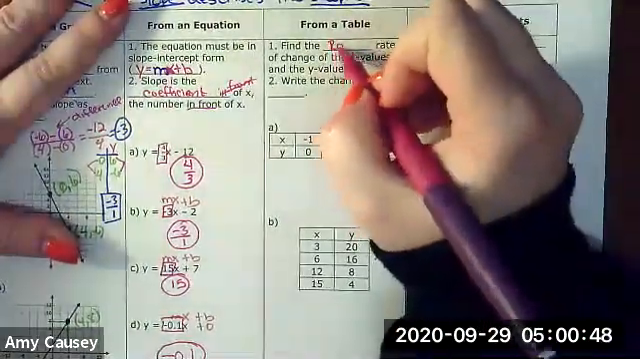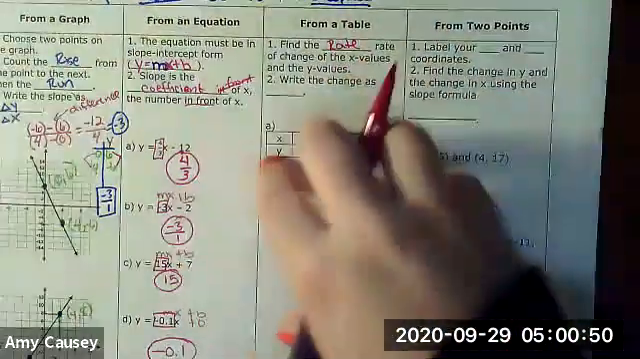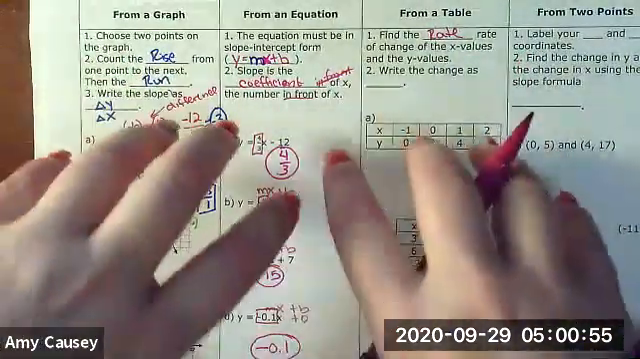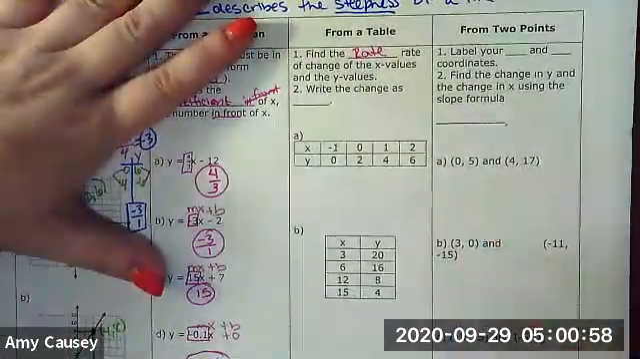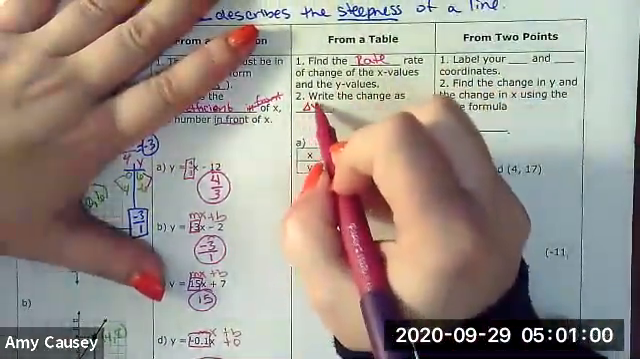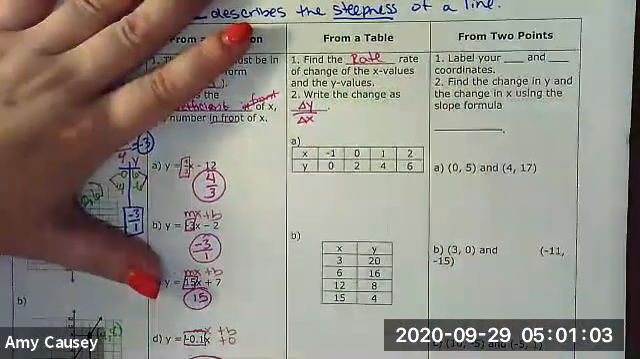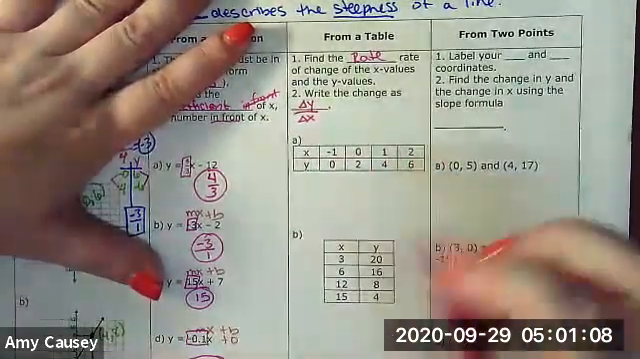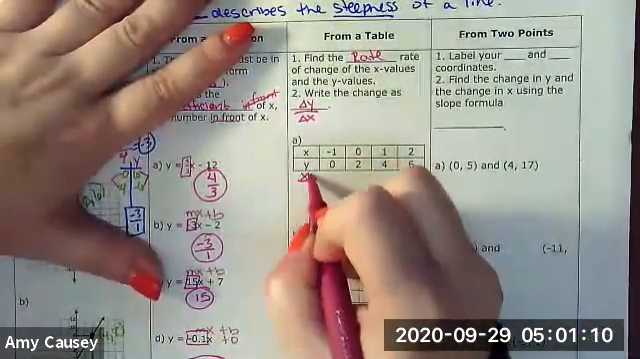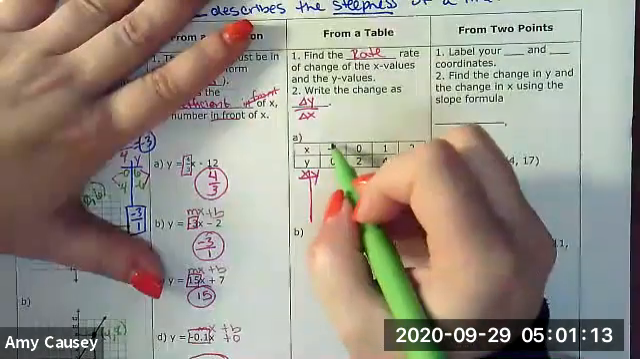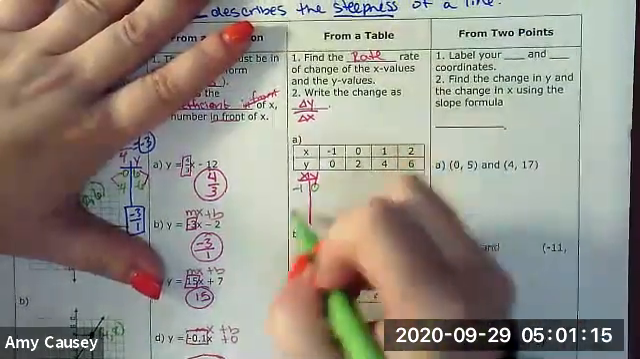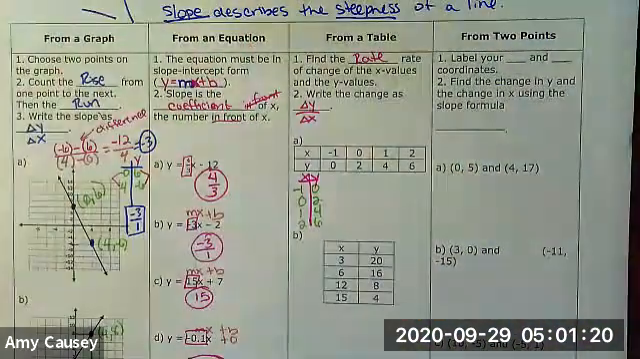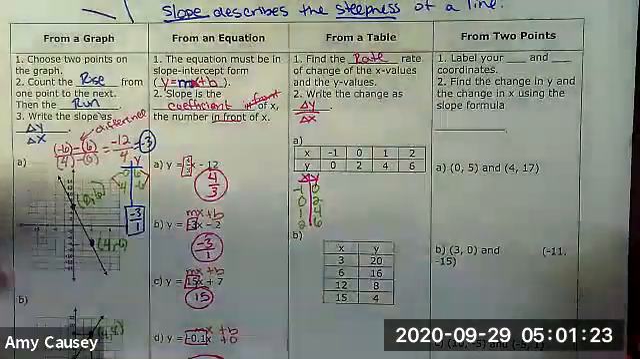From a table, you're going to find the rate of change. From a graph and an equation, it's called slope, but they're the same idea. It's still the rise over the run. You're going to write the change as change in y over change in x. Now, I personally do not like tables written horizontally, so I'll typically turn these around to where they're vertical. So I've got -1, 0, 0, 2, 1, 4, 2, 6. I think this is just easier for the brain to understand.